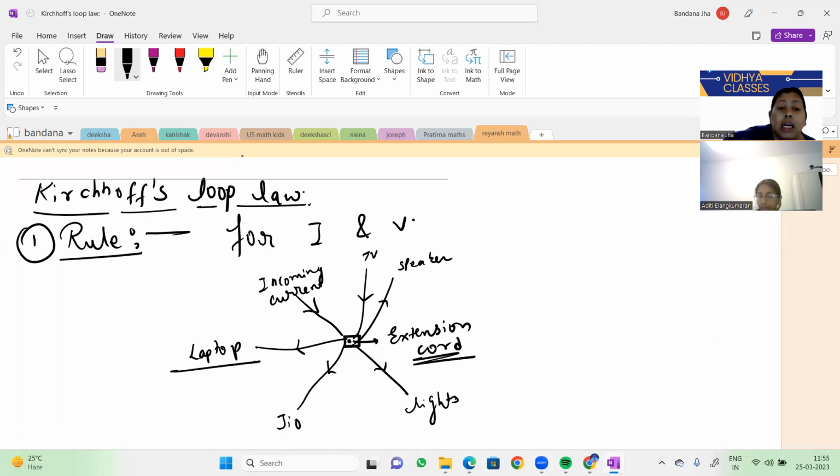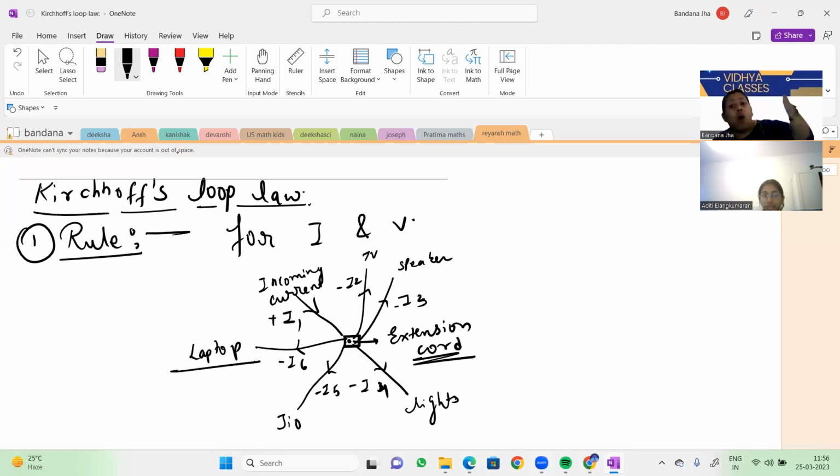The incoming current is considered positive, I1, whereas the TV current is outward; I've written it as inward. All the currents which are going away are considered negative, because they are taking current out of the extension box.